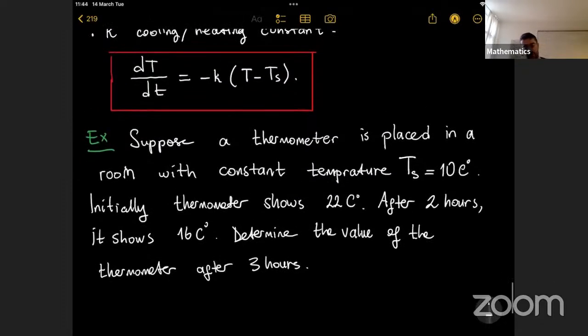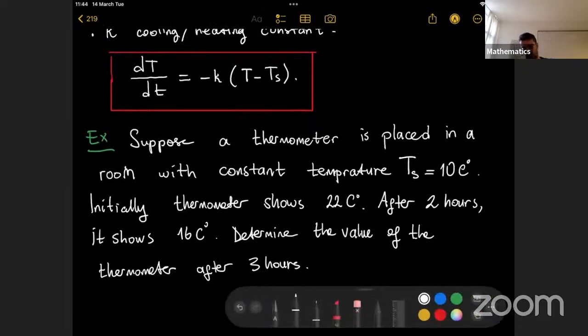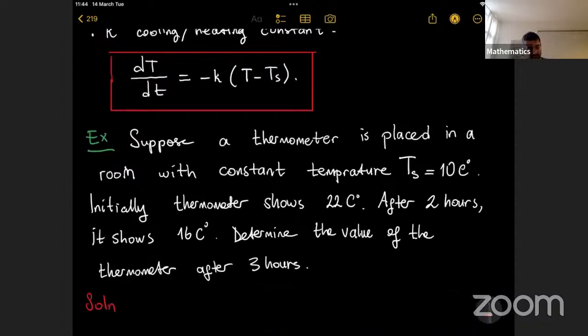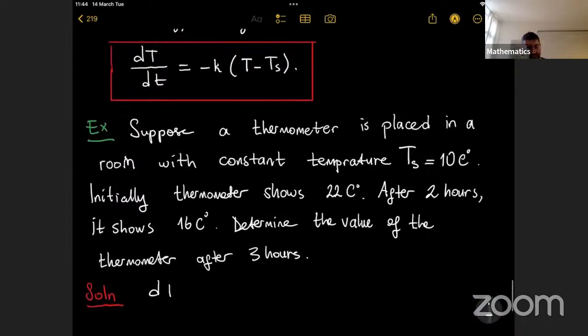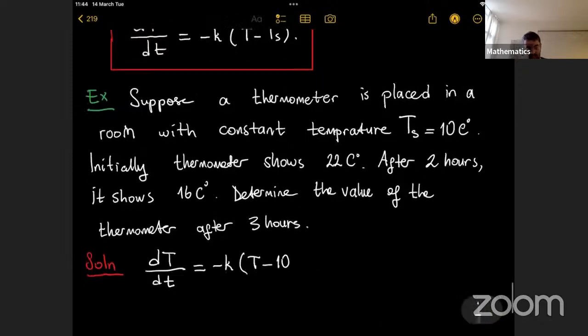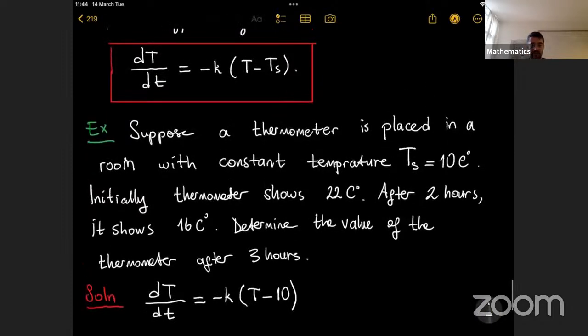Well, let's write the differential equation by using Newton's law of cooling. It says basically dT over dt is equal to minus k times T minus the surrounding temperature. The surrounding temperature is the room temperature, which is 10 Celsius, and it's constant. So let's just put 10 here. Okay, so this is the equation.